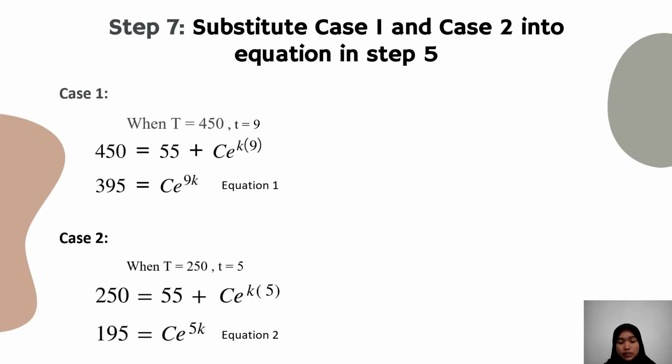Okay, for step 7, we need to substitute case 1 and case 2 into the equation in step 5. For case 1, T is equal to 450 and small t is equal to 9. Substitute it into the equation in step 5 and we will get 395 equals C e to the power of 9k, and label it as equation 1. For case 2, T is equal to 250 and small t is equal to 5. Substitute it into the equation and we will get 195 equals C e to the power of 5k, label it as equation 2.